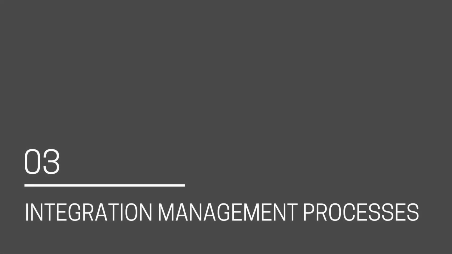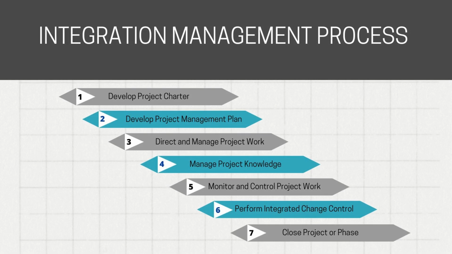Project integration management includes 7 processes, as defined in the PMBOK 6th edition. These processes include develop project charter, initiating process group; develop project management plan, planning process group; direct and manage project work, executing process group; manage project knowledge, executing process group; monitor and control project work, monitoring and controlling process group; perform integrated change control, monitoring and controlling process group. These processes help ensure that all aspects of a project are integrated and managed effectively throughout its life cycle.